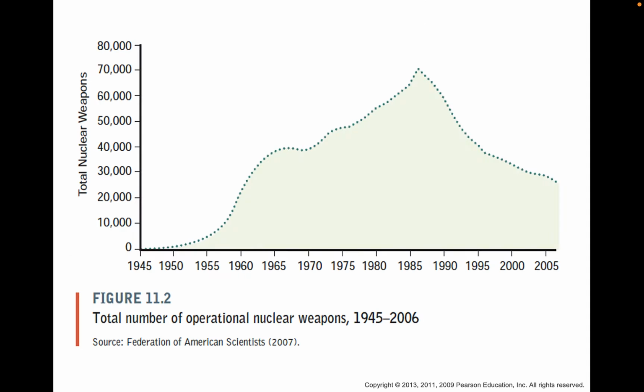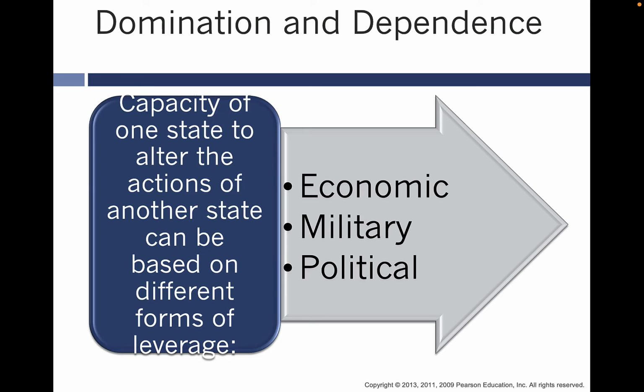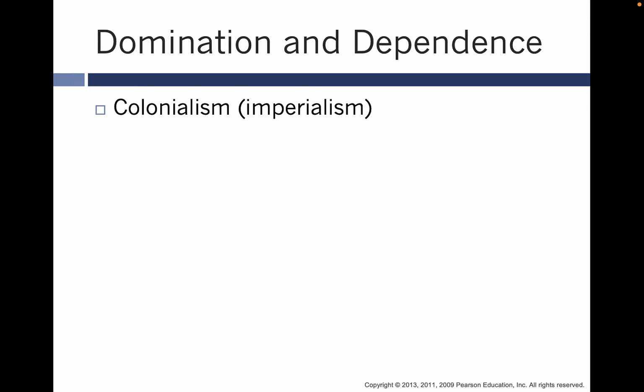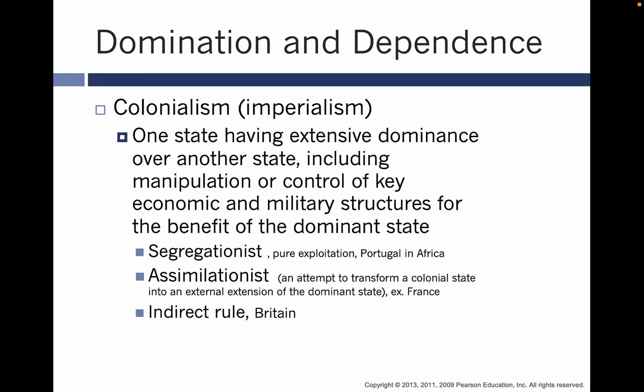We talked about mutually assured destruction and nuclear weapons. We'll go into political violence in a little bit. We also have a history of colonialism, where one bigger country comes in and takes another country over and exploits things. You have segregation. The book talks about Portugal and Africa.